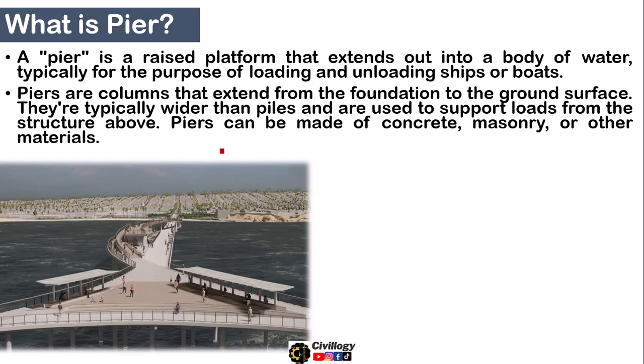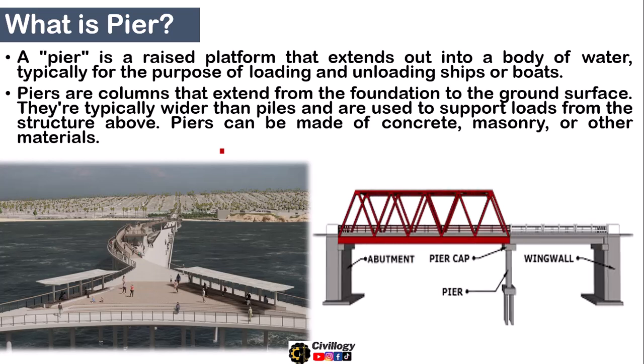Piers are columns that extend from the foundation to the ground surface. They are typically wider than piles and are used to support loads from the structure above. Piers can be made of concrete, masonry or other materials.